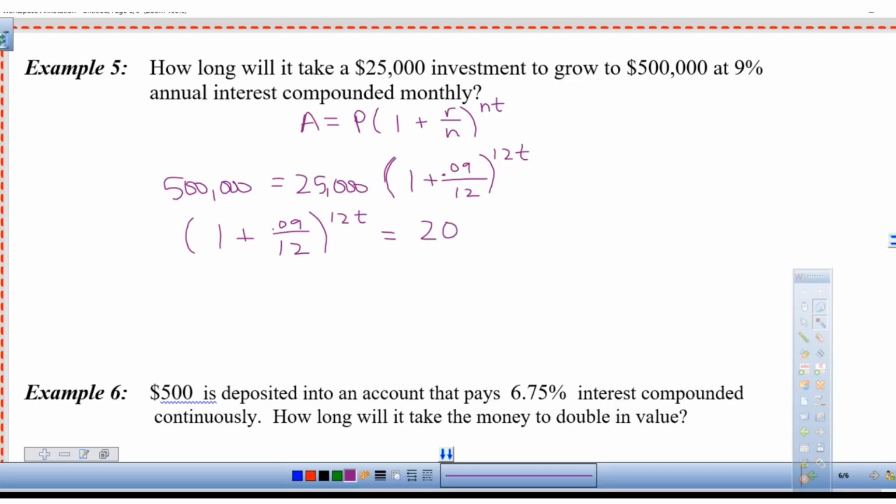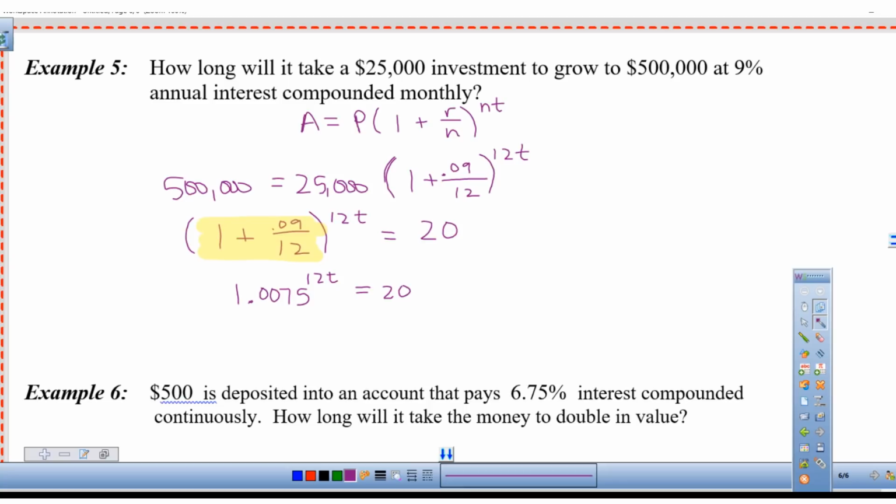Okay, now I'm stuck. Everybody look at this. Do I want to really write log base 1 plus 0.09 divided by 12 of 20? Not really. I'm going to see if that's a nice number. So everybody go 1 plus 0.09 divided by 12, enter, and it's a nice number. What makes something a nice number? It ends, and that ends. So see that yellow stuff? I'm replacing it with 1.0075 raised to the 12t is equal to 20.